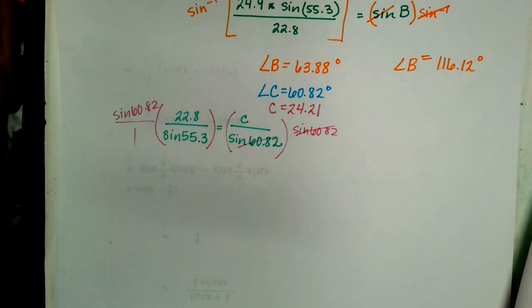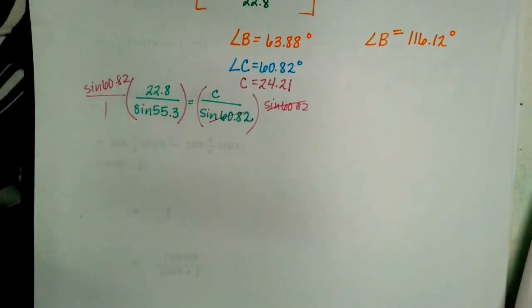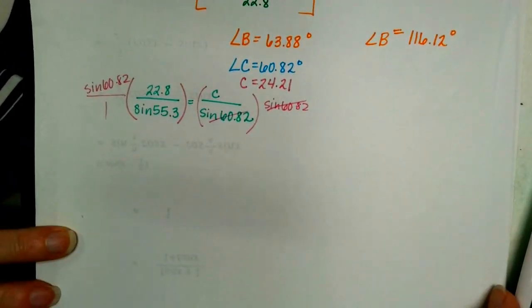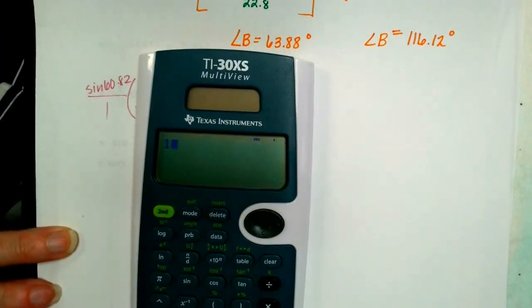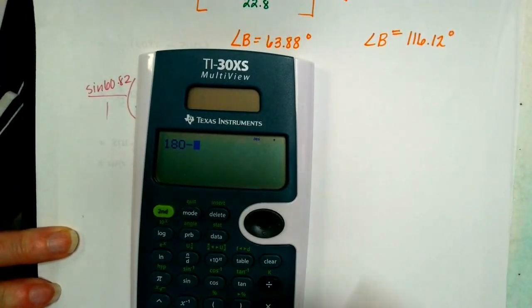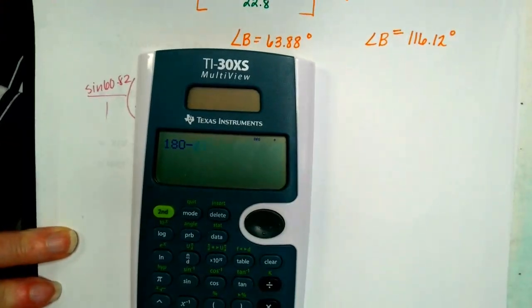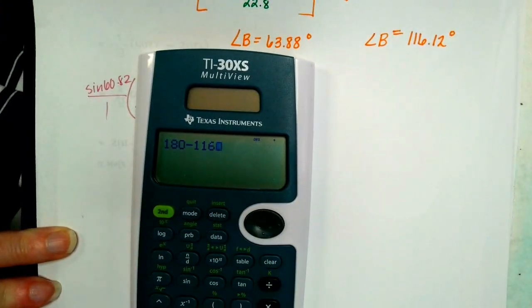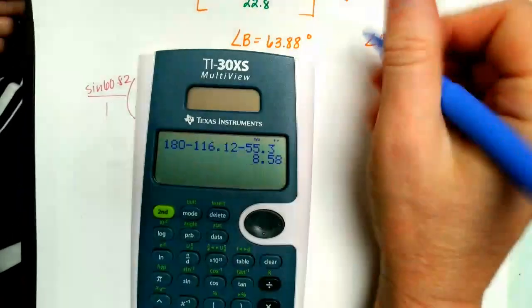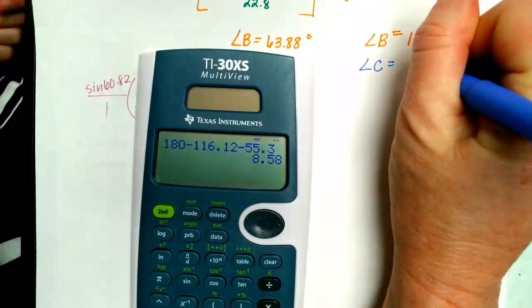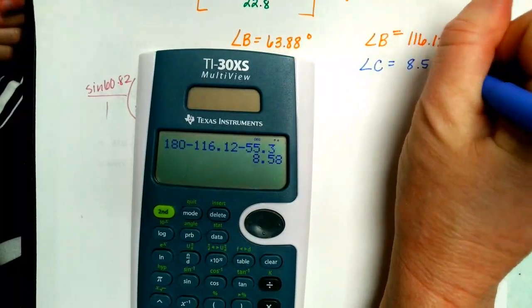Now I have to solve it for the obtuse triangle. So we're going to do the same thing. I'm going to find angle C. So I'm going to do 180 minus the 116.12 minus the angle they gave me originally, the 55.3. So I'd have little bitty angle C, 8.58.